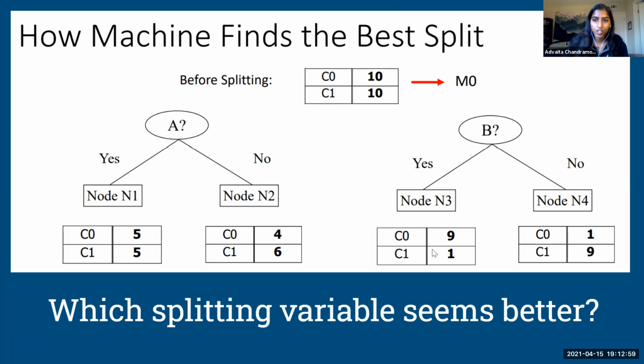So I'm going to ask you guys a question. We have two different splitting variables, A and B. So kind of two different questions the machine is asking. Which one do you think is a better splitting variable? Remember, we're looking for homogeneous groups. Probably B. Yes, good.